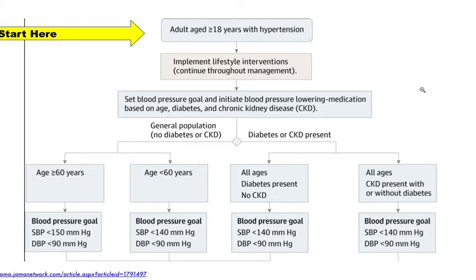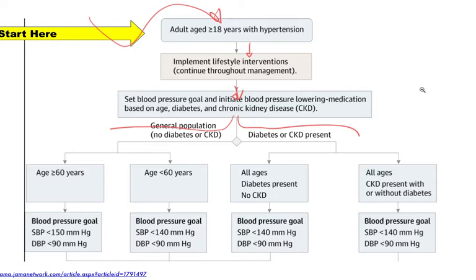So here's an example of one of the interventions that we would take and how they fit into a particular patient. So here we start, and we have a patient who has been diagnosed with hypertension. They implement those lifestyle interventions, and then we set a goal for them if those interventions do not lower their blood pressure on their own. So at this point, we put them into a category: either they have diabetes or chronic kidney disease, or they do not. They would be in the general population.